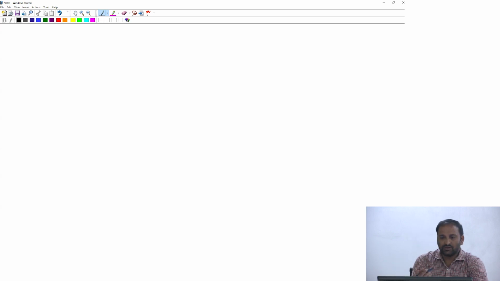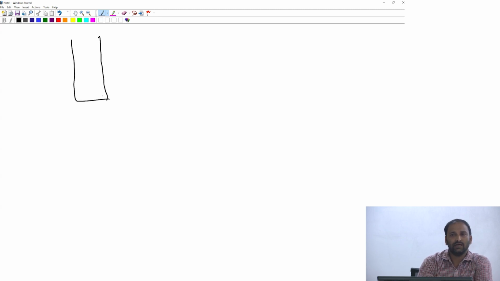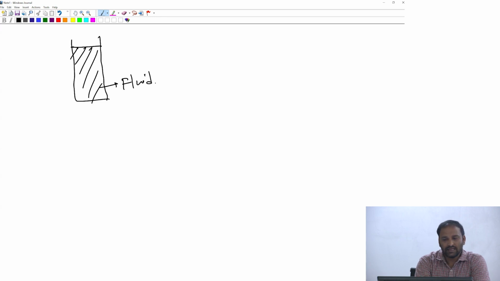Okay, so let's think about a simple example. I have a column, and this column is filled with fluid. Let's say that the density of the fluid is rho, the viscosity is mu, and I have a particle to begin with, maybe sitting right at the top of the column.